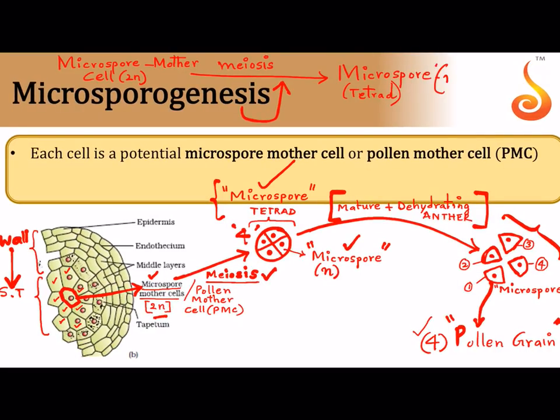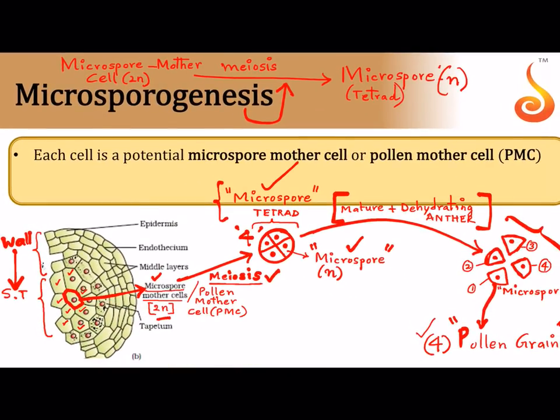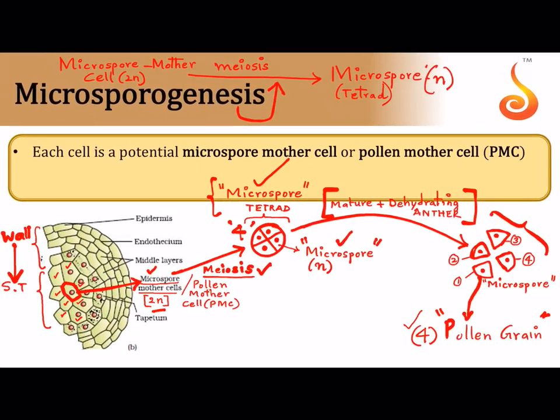Please remember the microspores are haploid, and this phenomenon is referred to as microsporogenesis. Where is this microsporogenesis happening? It is happening inside the microsporangium. What do you call the cells of the microsporangium? Sporogenous tissue. Each cell is a potential what? Each cell is a potential microspore mother cell, or it is a potential pollen mother cell.